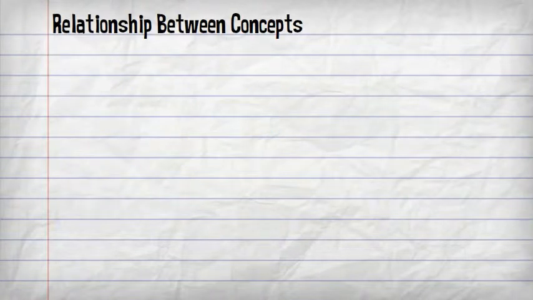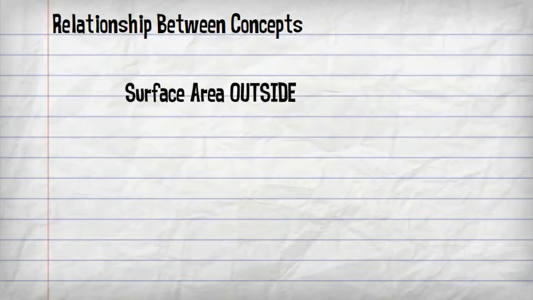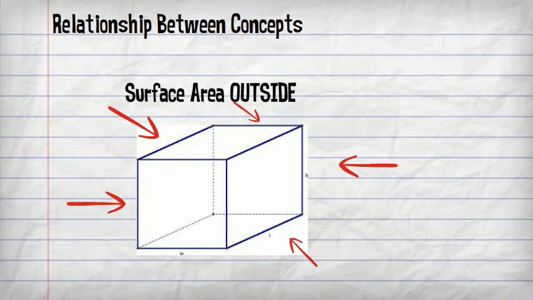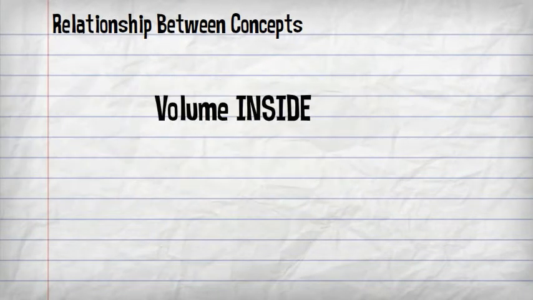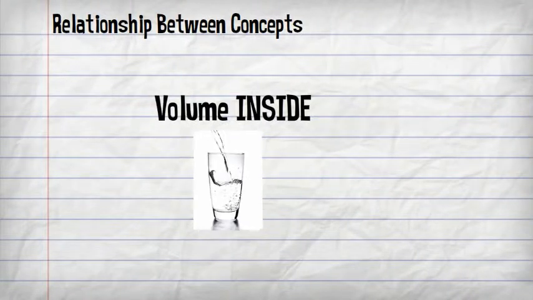This is related to volume because surface area is the area on the outside, but volume is how much of something can fit inside. Now let's take a look at how to find the volume.